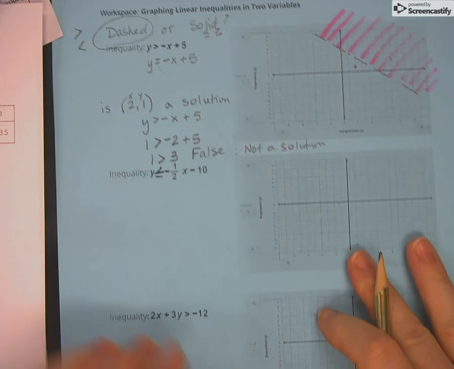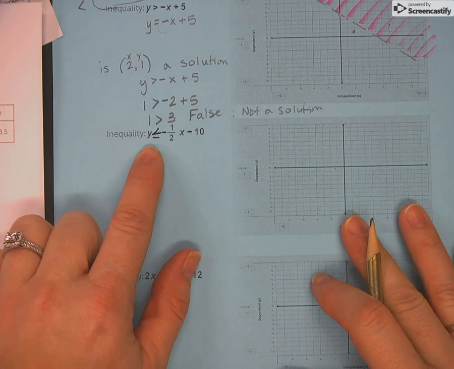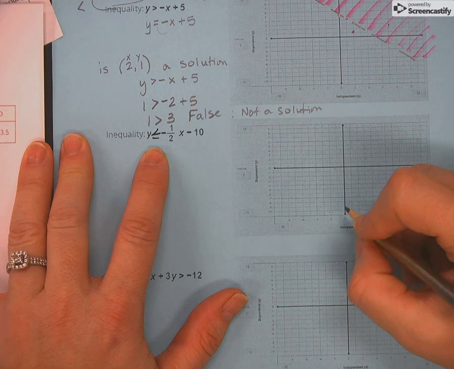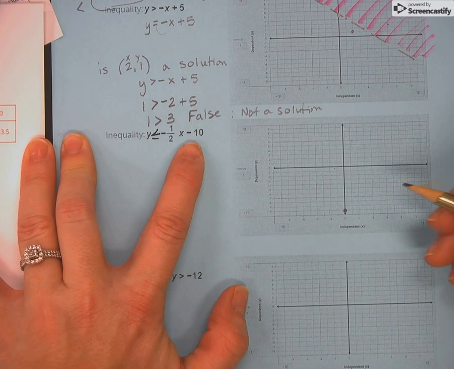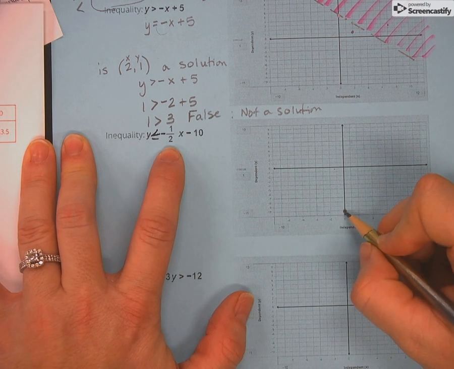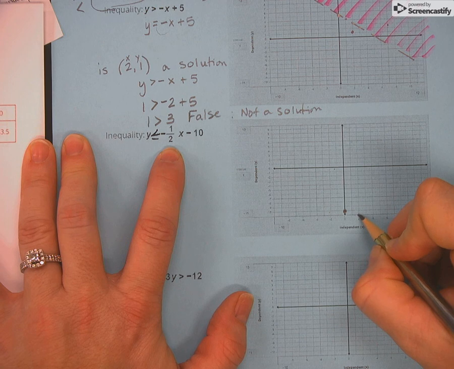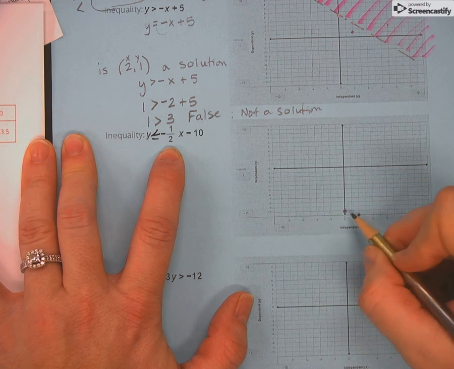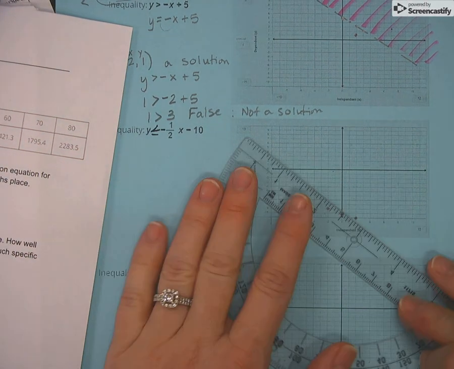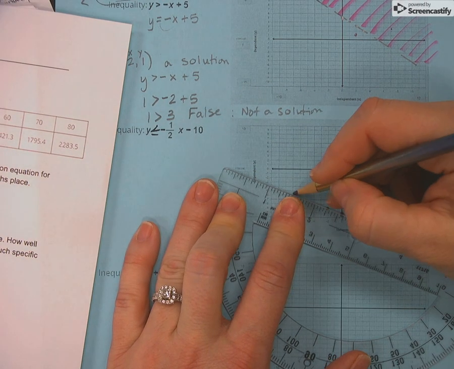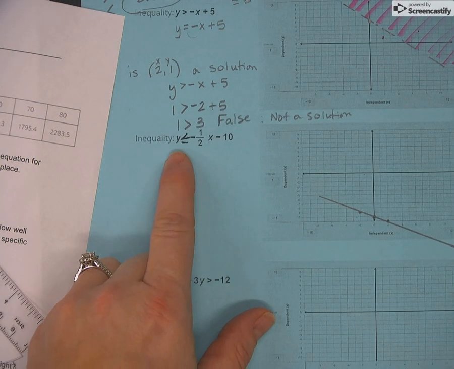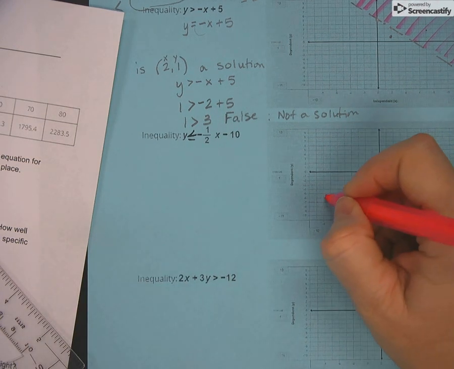So it's not a solution. Okay. All right, the next example, you should notice that the inequality is less than or equal to, so it's going to be a solid line. So we go to negative 10 on the y-axis. That's the y-intercept. And it has a slope of negative 1/2. So that means we go down 1 and over 2. Or if we want to work this way, we go up 1 and to the left 2. We connect those with a solid line. And it's saying y is less than or equal to, so that's everything below.